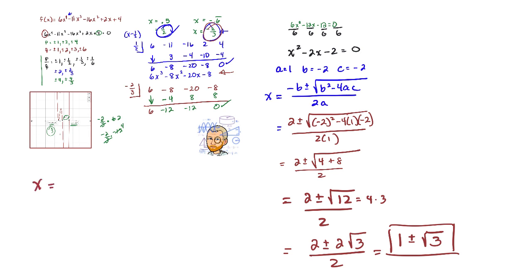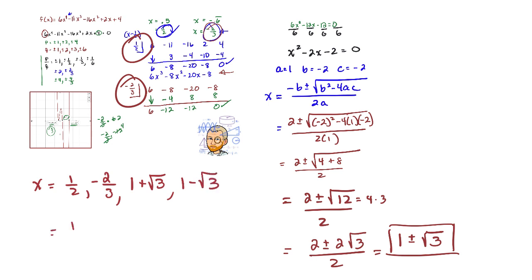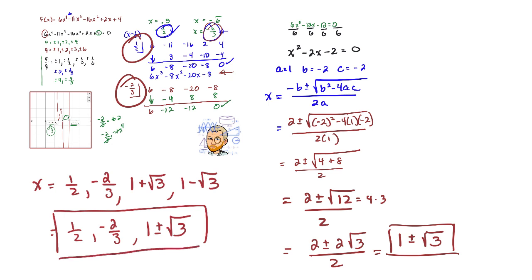First solution we found was way up here, that 1/2. Then we found the -2/3. Remember, the remainder came out to 0. Then we got these two radical answers, the 1 plus √3 and the 1 minus √3. But in general, you write your final answer like this. That would indicate to any mathematician, like you are, that we mean 1 plus √3 and 1 minus √3.